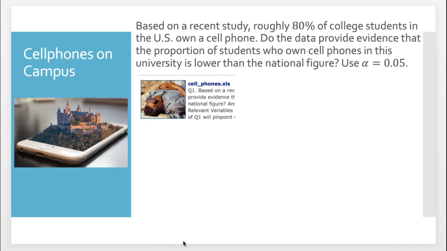let's see an example here. So based on a recent study, roughly 80% of college students in the US own a cell phone. Okay, do the data provide evidence that the proportion of students who own a cell phone in this university is lower than the national figure? Okay, use a significance level of 5% or alpha 0.05. Okay, so from here, can you determine the null and alternative hypotheses?